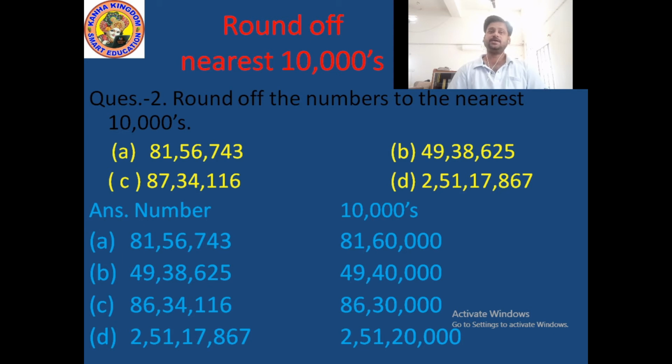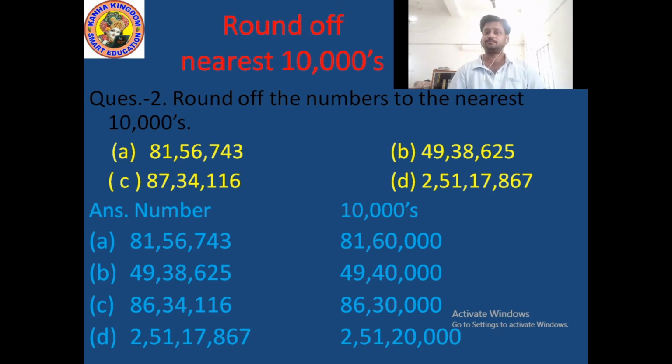B part is 49,38,625. So here also you check two places. Which two places? 1000 place and 10,000 place. And you all know after 1 comma the 1000 place starts. So just after 1 comma, which digit comes? 8 comes, and after 8, 3.